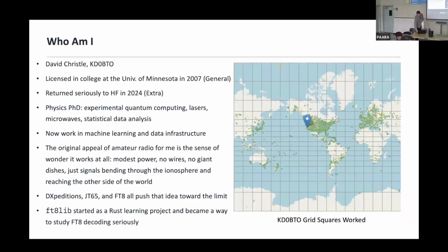Okay, all right. So a little bit about who I am. My name is David Crystal. I was first licensed as an undergrad at the University of Minnesota. I was a physics and math major there, and I got my general ticket right away, or at least in the same session.